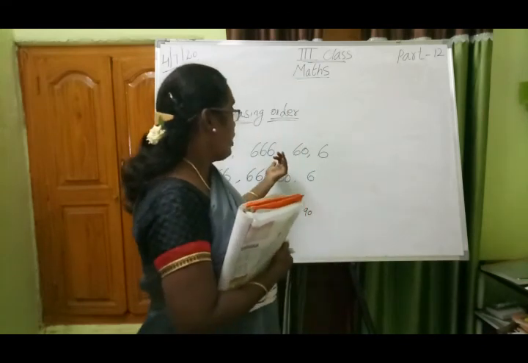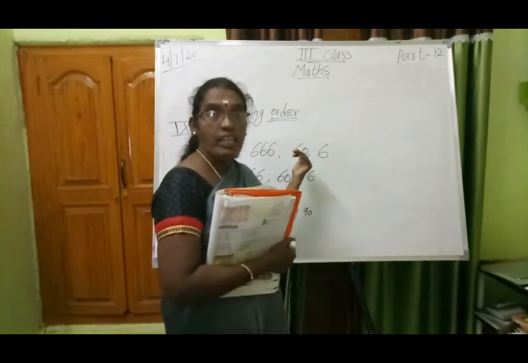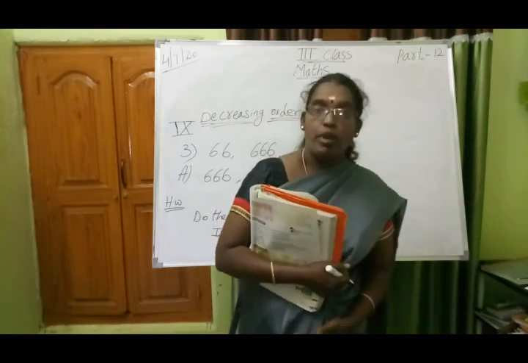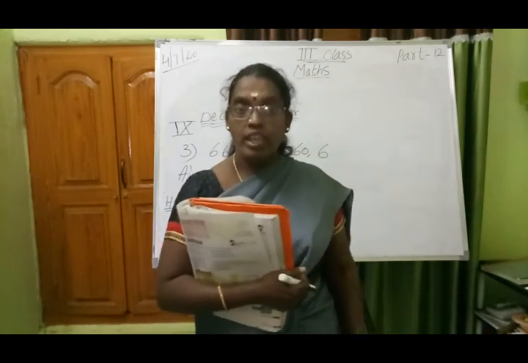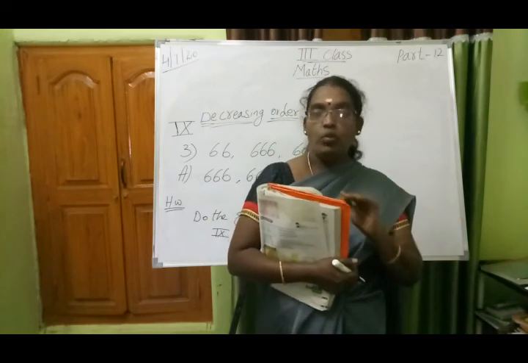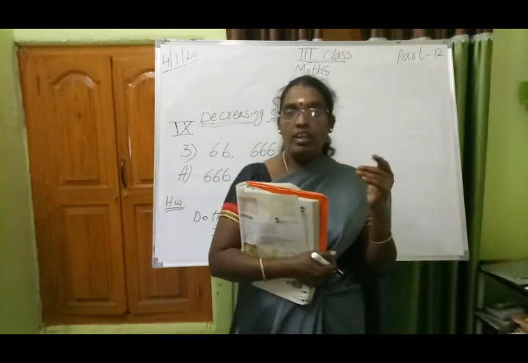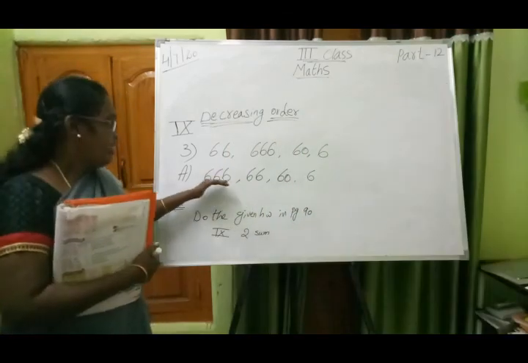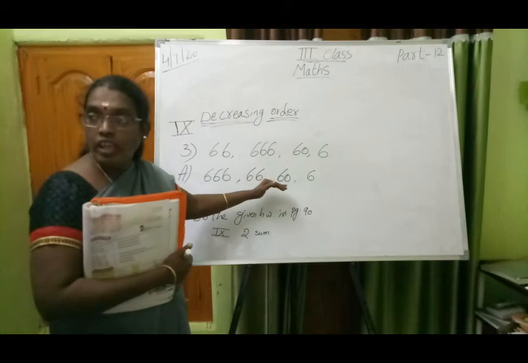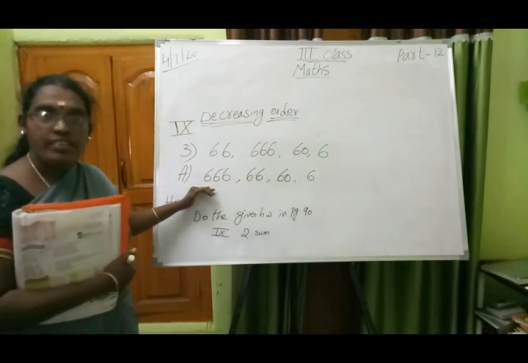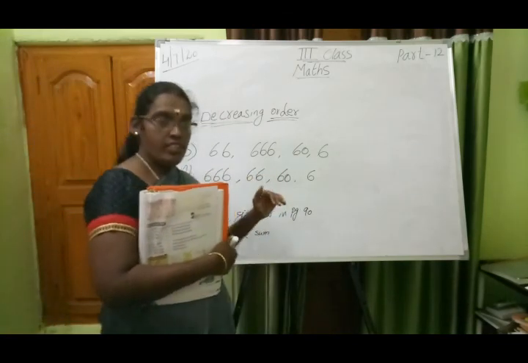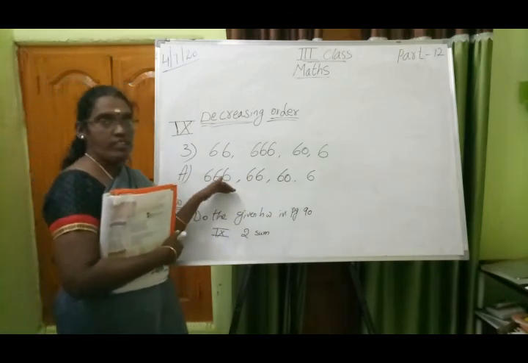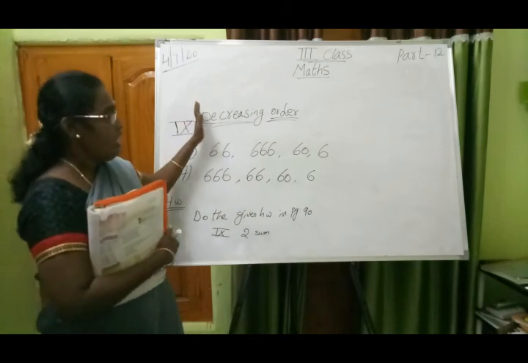Today our topic is decreasing order. Decreasing order means what, children? Big number to small number. First, we have to check whether all are 1 digit or 2 digit or 3 digit. If 1 digit, 2 digit and 3 digit numbers are given, we have to take the 3 digit number first. 100s place is there, no? 666, 66, 60, 6. Okay, children? I hope you all understand decreasing order.